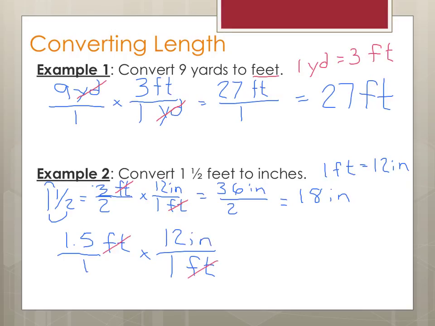Feet and feet will cancel. And then we'll multiply. 1.5 times 12 is 18 inches. And then multiply across the bottom. 1 times 1 is 1. So again we get 18 inches.